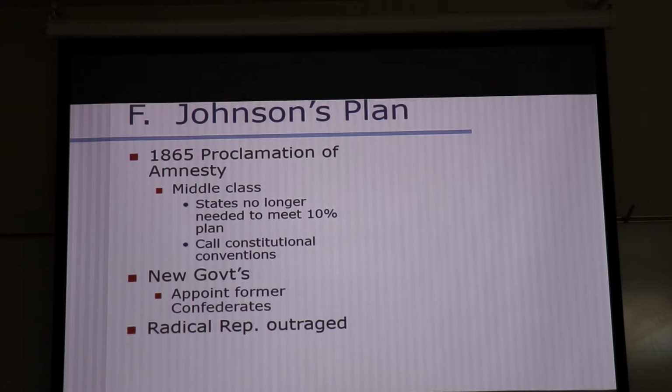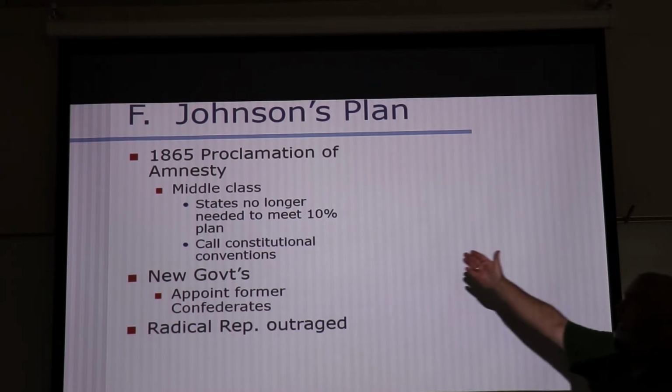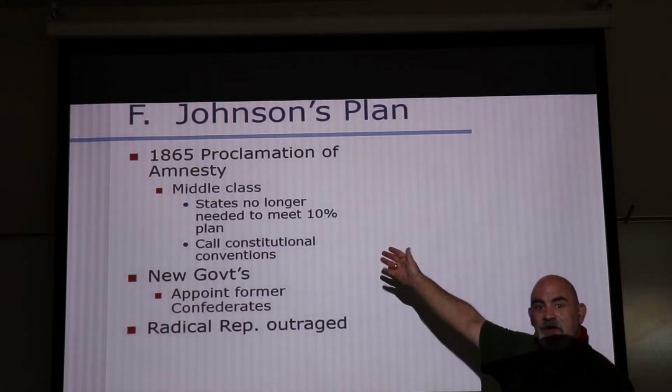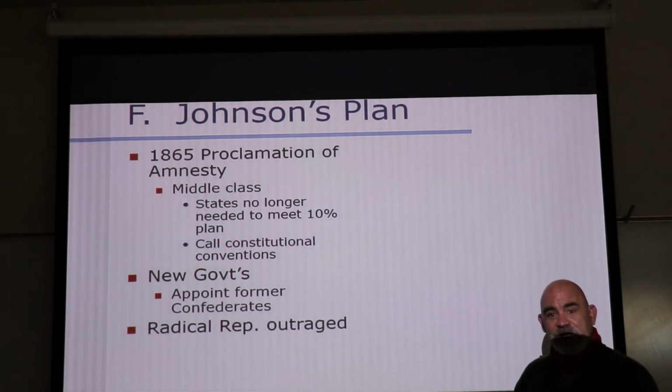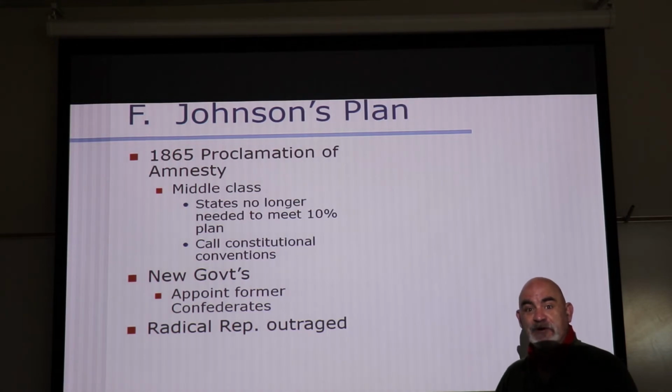So the states don't even have to meet the Lincoln plans anymore. All they had to do was call constitutional conventions, write a new state constitution, form new governments, and he thought that this was going to be an incredible opportunity for the newly liberated middle class. Now that they've taken out the mean 1%.